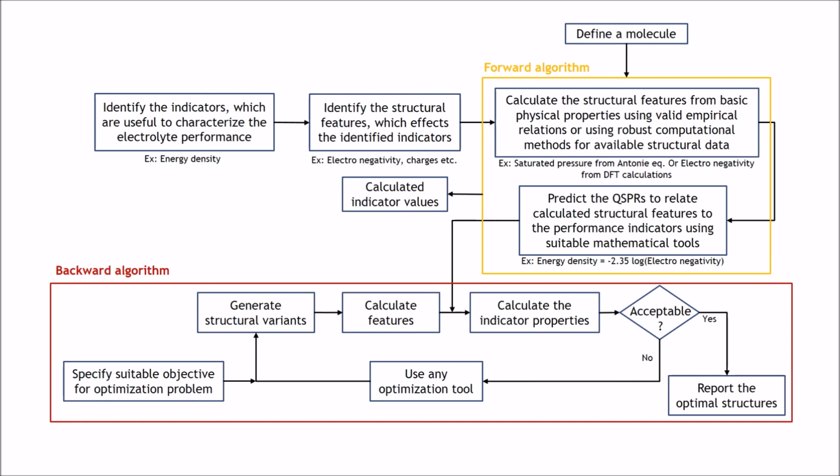This is a generalized framework which can be used to obtain novel chemical compounds for a desired task. All we need to do is select indicators and features accordingly.